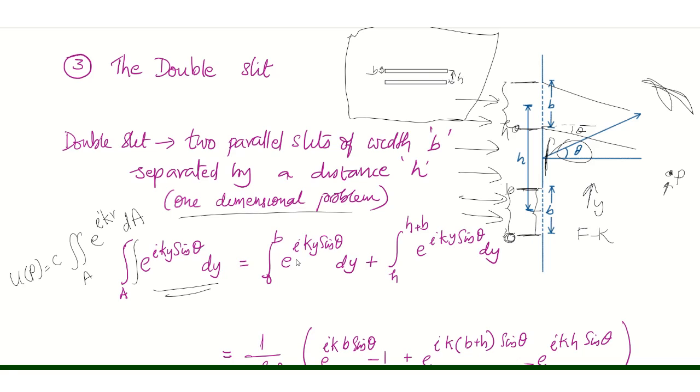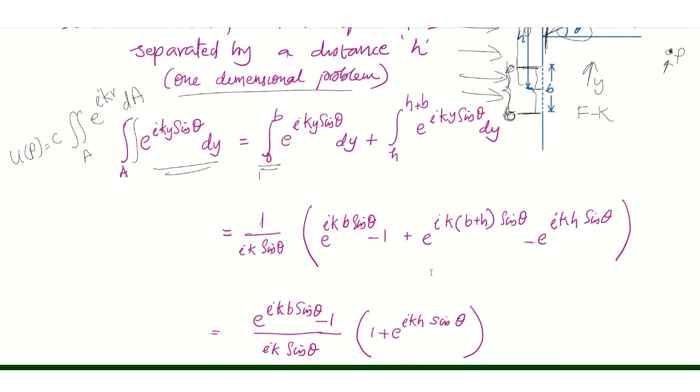Just imagine that you translate this line by b by 2. That means it will start at h, this arrow will end at the point h, and this is going to be h plus b. Therefore, we only have to consider these two regions, 0 to b and h to h plus b. That's what I have done here: integral 0 to b of e to the power iky sine theta, plus h to h plus b of e to the power iky sine theta. And you do the integration.